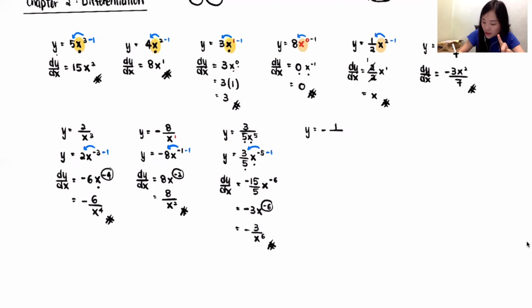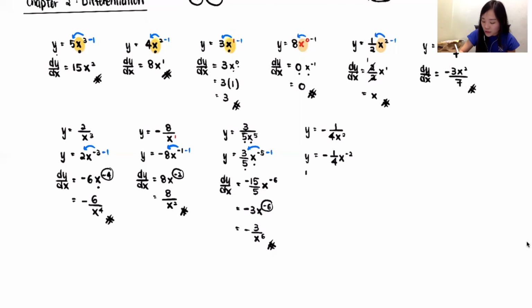Negative 1 over 4x squared. Can? So guys, again, how do we differentiate? I repeat the same thing again and again. Every time you differentiate, please make sure your x is on top. So if my x is at the bottom, I will bring it up. No need to bring the 4 up because a number is never affected when you want to differentiate it.